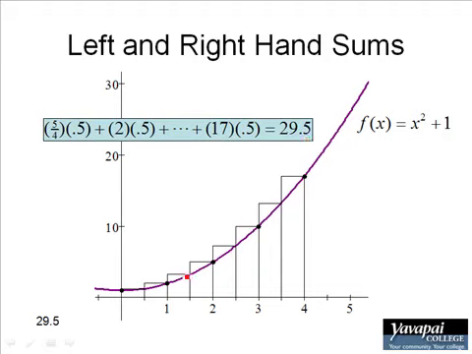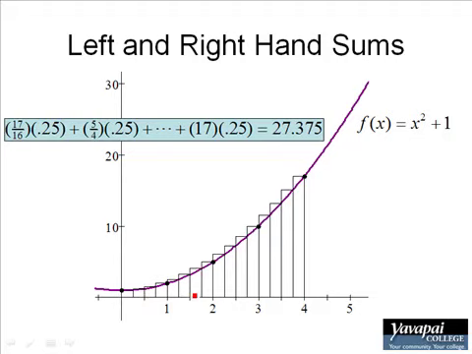I can continue to increase the number of rectangles. So now I have 8 rectangles in here. And when I do that, I see my terms become 5/4 times 0.5 plus 2 times 0.5, a whole bunch more terms, and then the very last rectangle is 17 high and 0.5 wide. That gives me a total estimate of my area of 29.5. Again, notice that it's an overestimate because I'm getting too much area. But as I add more rectangles, I'm getting closer and closer to the actual area. The overestimate is not nearly as bad.